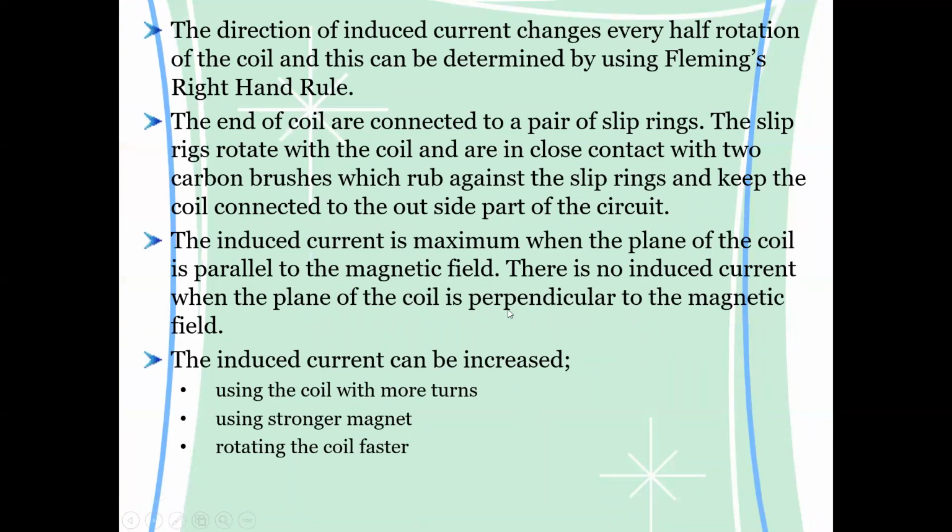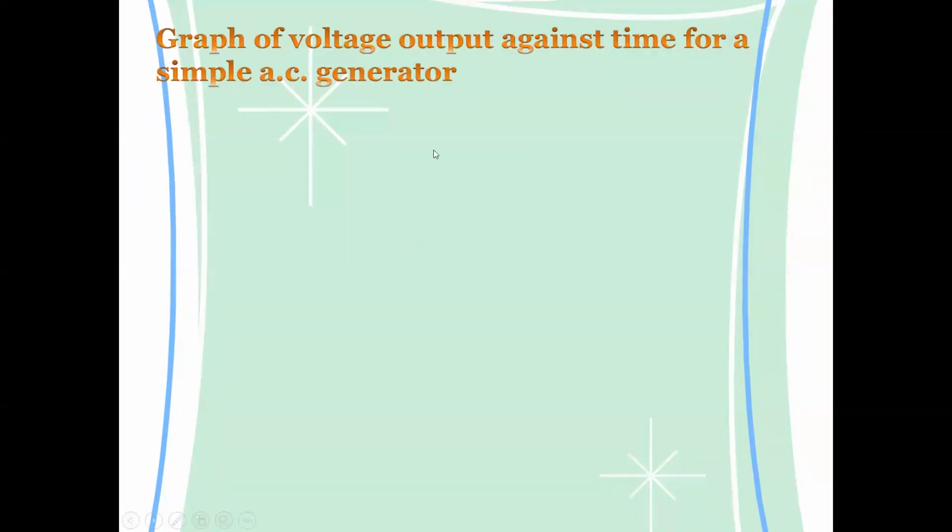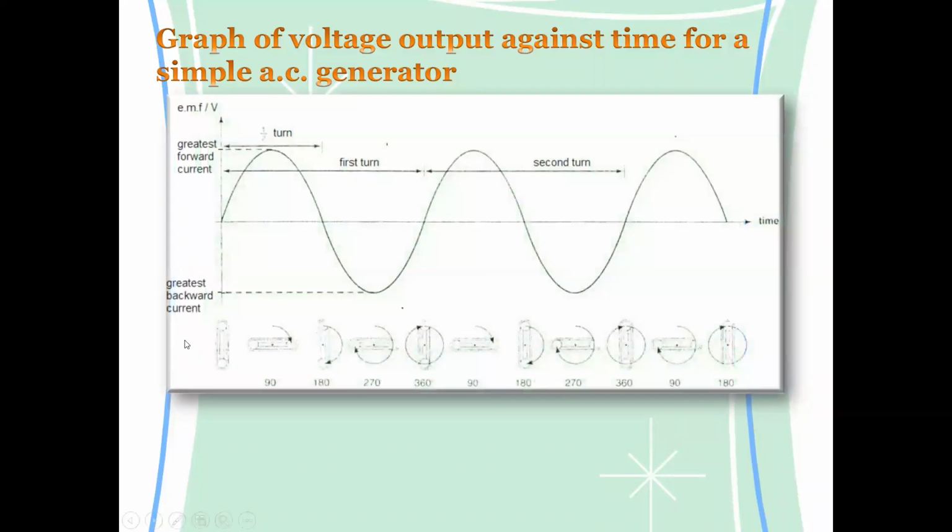And we can use a stronger magnet or rotate the coil faster. This all will affect the amount of induced current. So what will be the graph? If we sketch a graph for an AC generator for a coil, for example, we start with a vertical position. Remember, when the coil is at a vertical position, there is a small change in the magnetic field. That's why the induced current is 0.